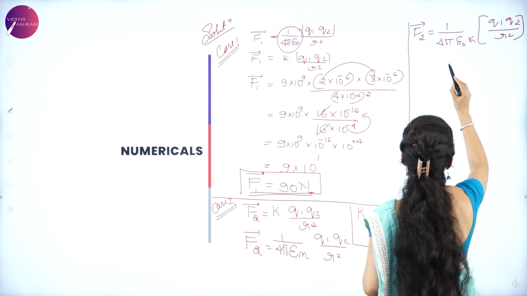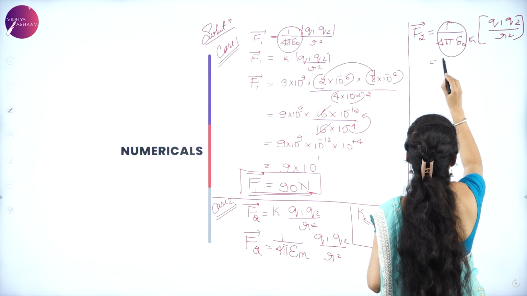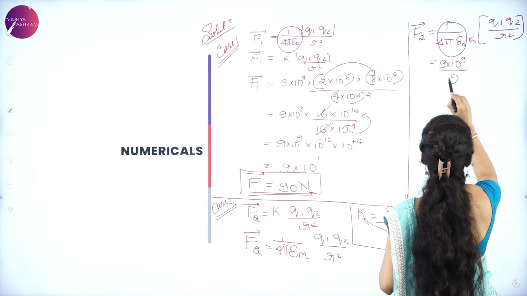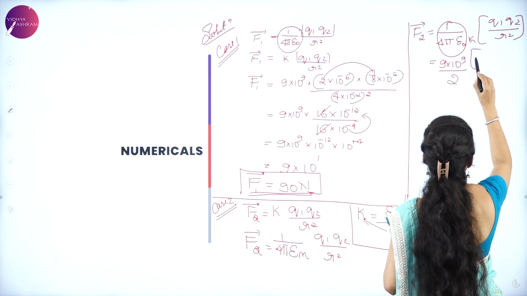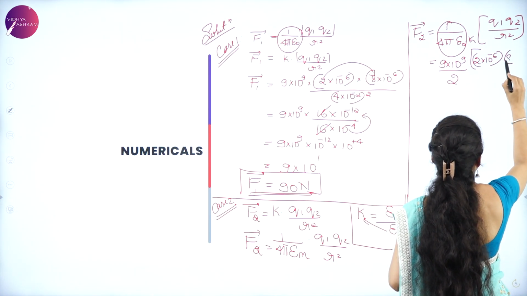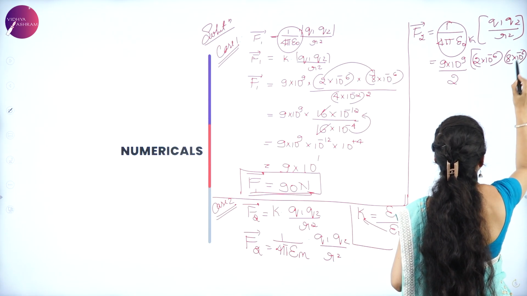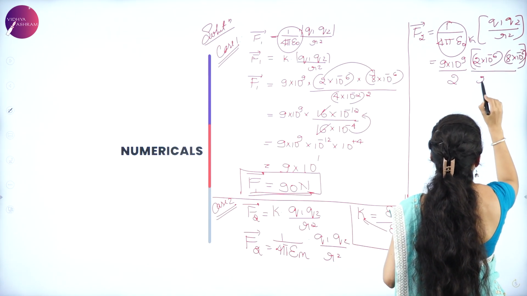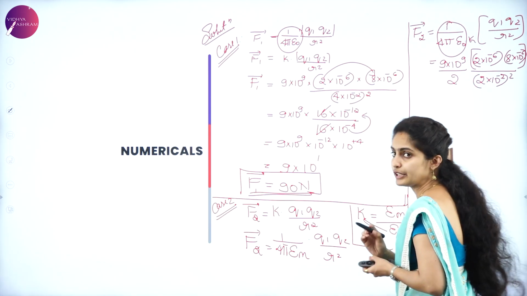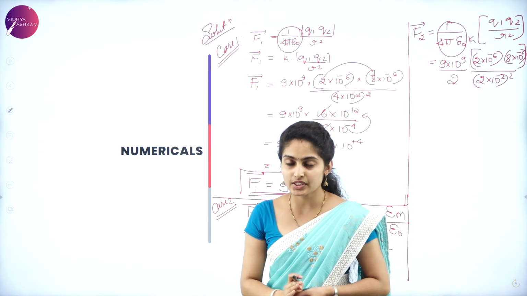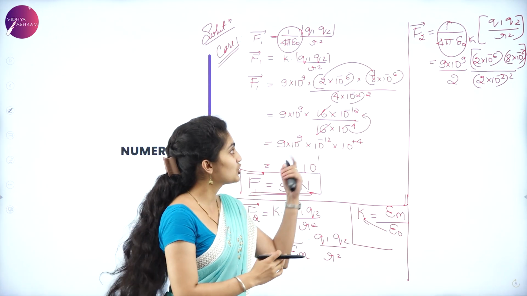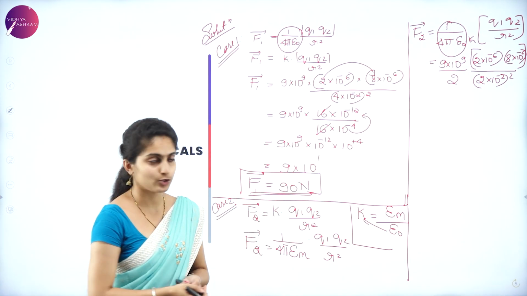So this can be written as 9 into 10 to the power of 9 divided by K, whose value will be 2, and equating this, it is 2 into 10 to the power of minus 6 into 8 into 10 to the power of minus 6, divided by the distance, which is halved. The distance was 4 centimeters, it is halved, that means it will become 2 centimeters, which is written as 2 into 10 to the power of minus 2, the whole square.